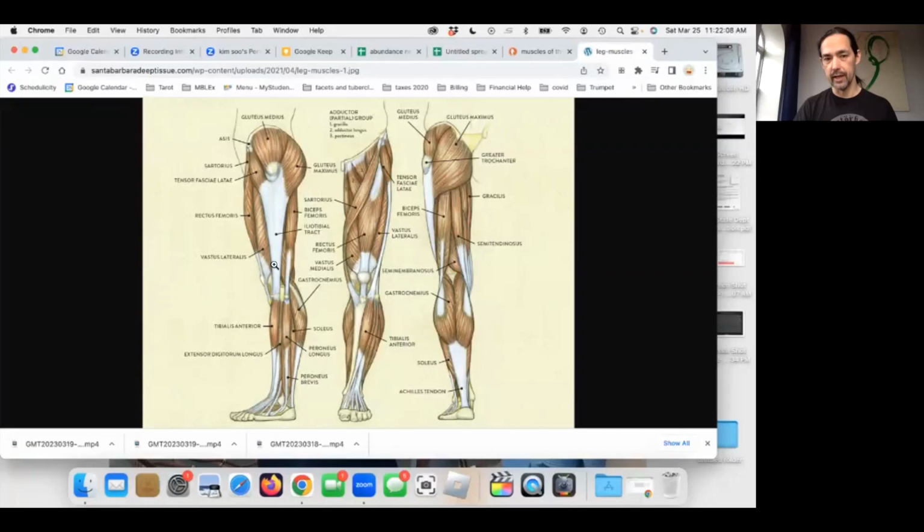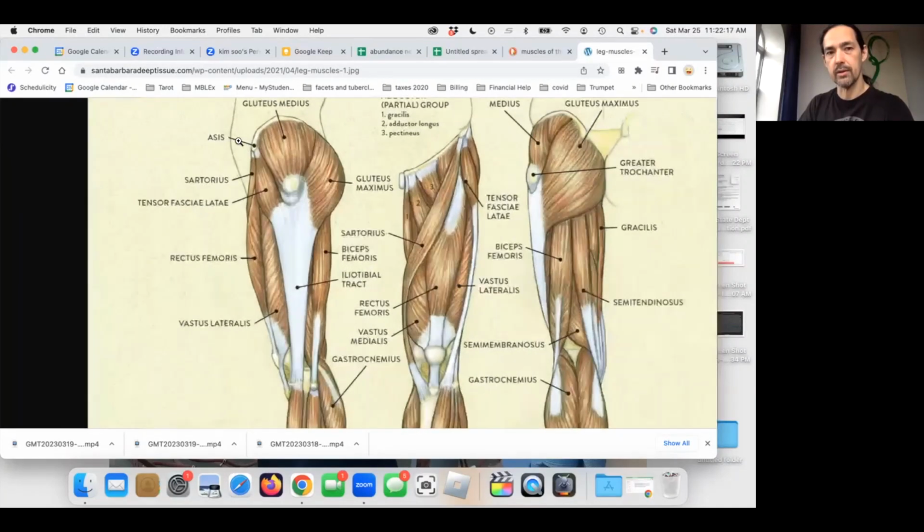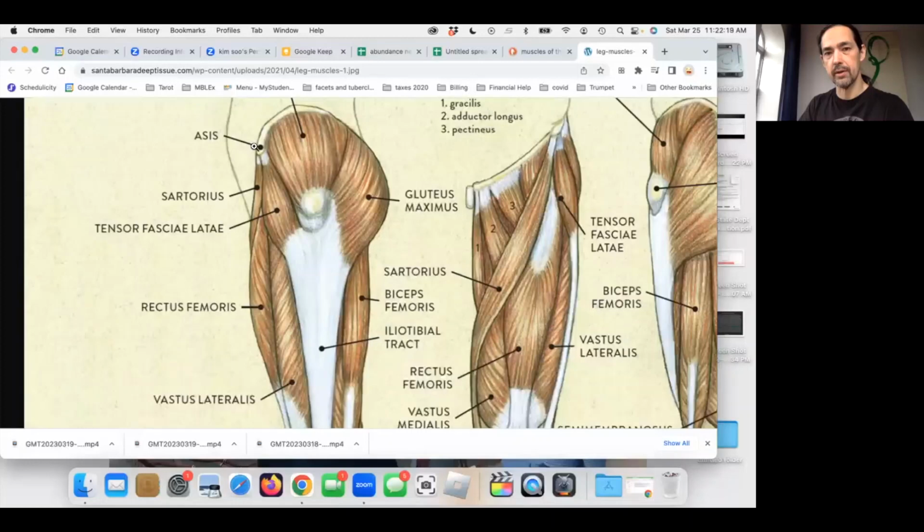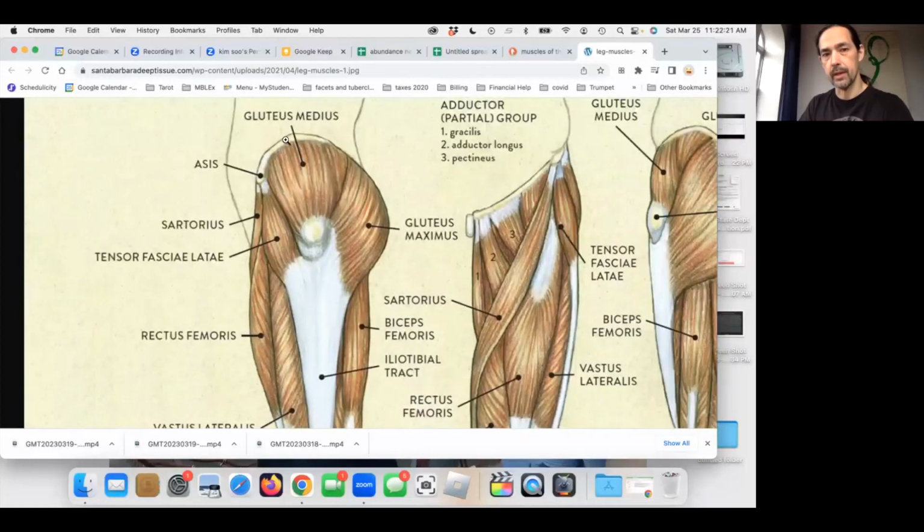This is looking at it from the side. Always try to get oriented. You can tell it's the side because you can see the ASIS here. You can see the anterior superior iliac spine right here, and there's a bone, right? So that's the hip bone. And if you go down a little bit, there's a bone here. That's the greater trochanter of the femur. So this is the ilium.